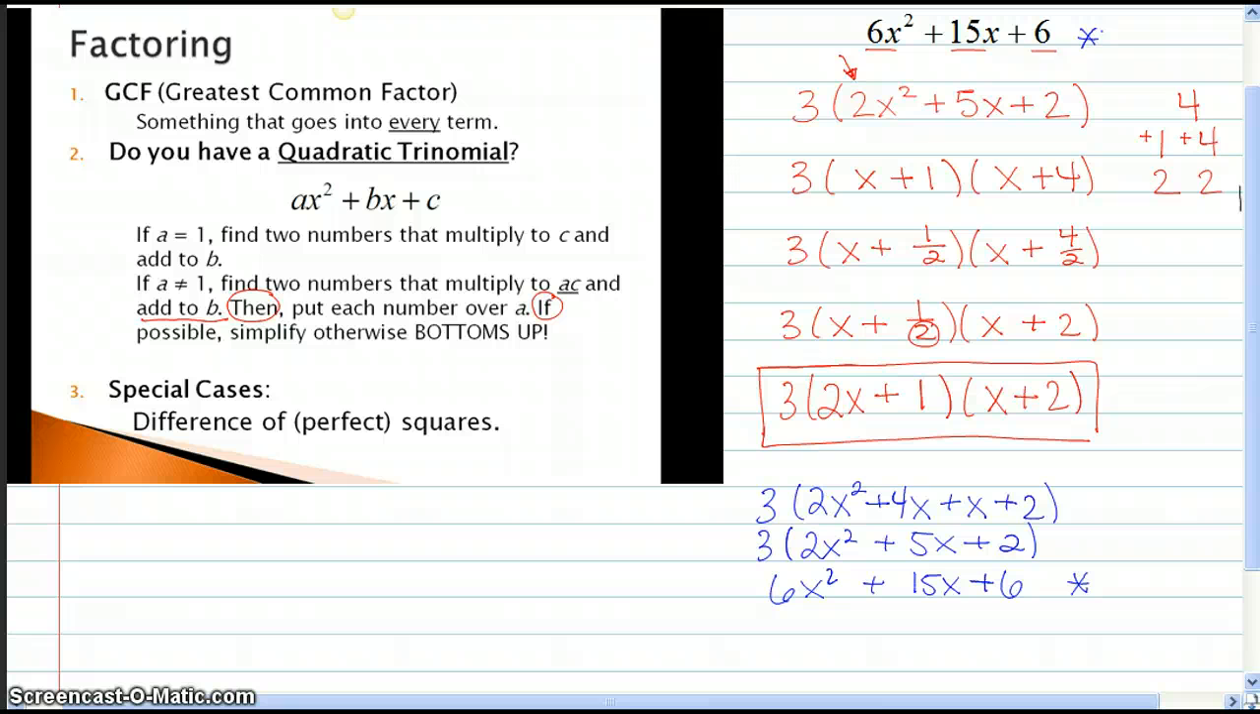So make sure that you go through each step and follow all the directions under here if you have a quadratic trinomial as you're going through.